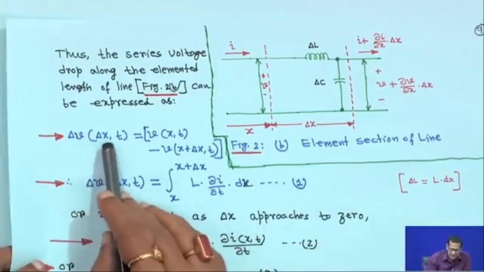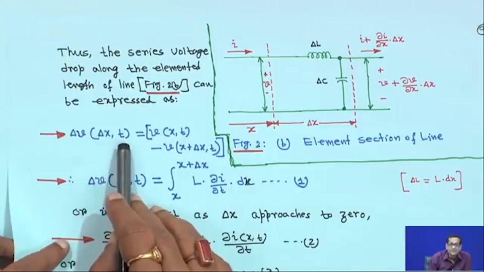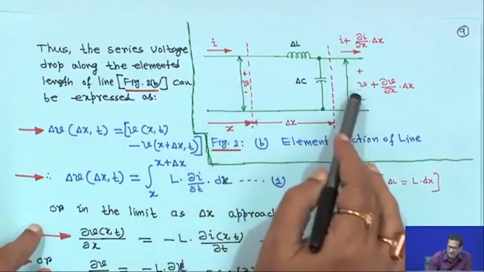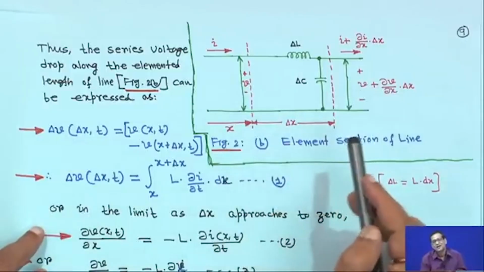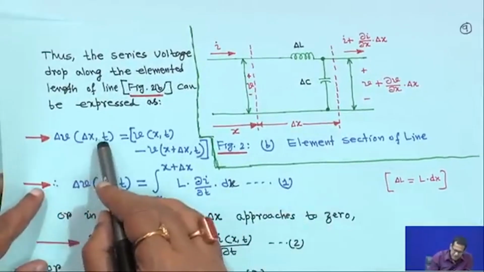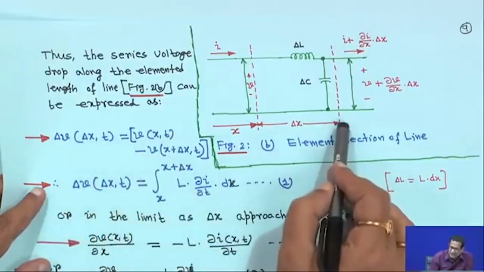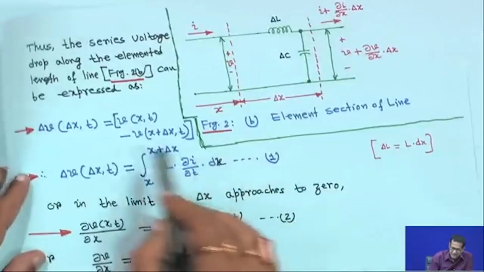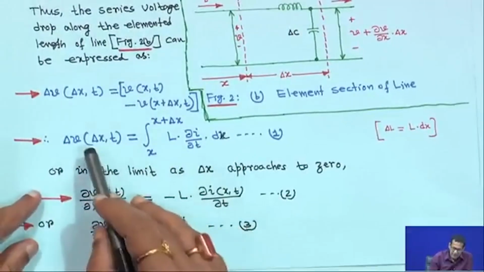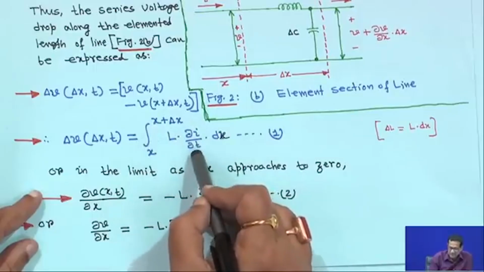Therefore, delta V, a function of x and time, delta x comma t, is equal to the voltage on this side, V(x, t), minus the voltage on that side, V(x plus delta x, t). It is not shown every time, but it is understood that I means I(x, t) and V means V(x, t). So delta V is the integral from x to x plus delta x of L into del I by del t.